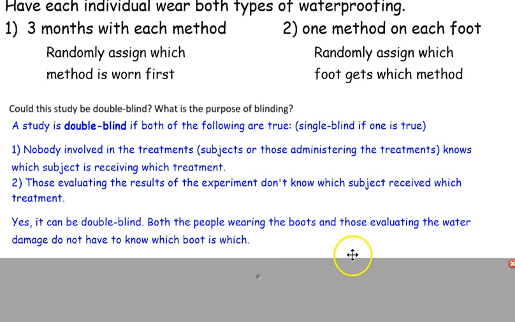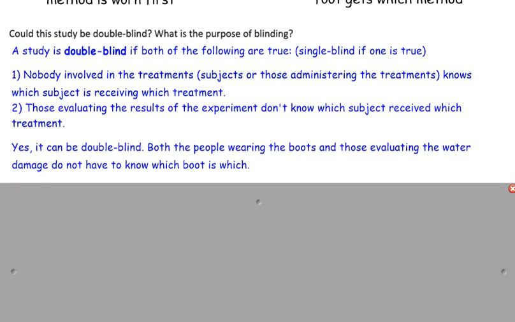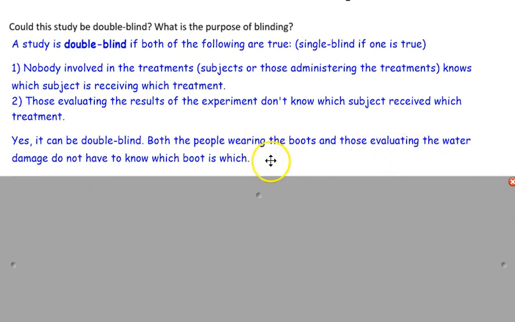That is very possible. Both people wearing the boots and those evaluating the water damage do not have to know which boot is which. And you might think, well, how is it possible that nobody knows which boot is which? Well, that's not really the case. There is somebody who knows which boot is which: the researcher who is in the background. The researcher randomly assigns, for example, if they're going to do a left foot, right foot type of experiment, they number all their patients, and they randomly assign some numbers to get the left boot new method and some people to get the right boot new method.